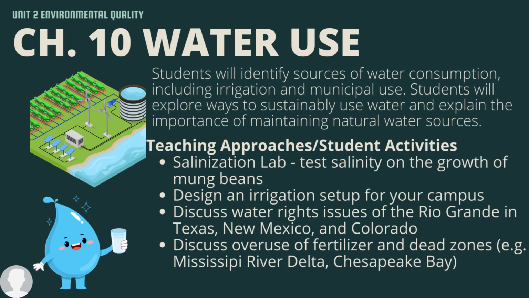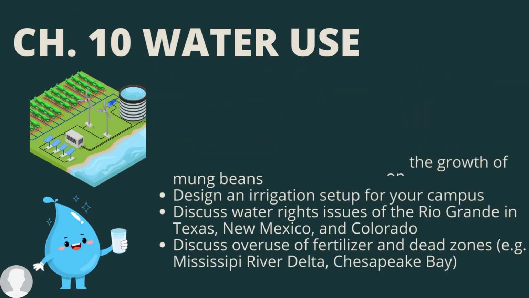You can also discuss water rights issues, which can get really messy, specifically for the Rio Grande in Texas, New Mexico, and Colorado. And then you can also discuss overuse of fertilizer and how that causes dead zones, eutrophication. Some good examples are the Mississippi River Delta and the Chesapeake Bay.